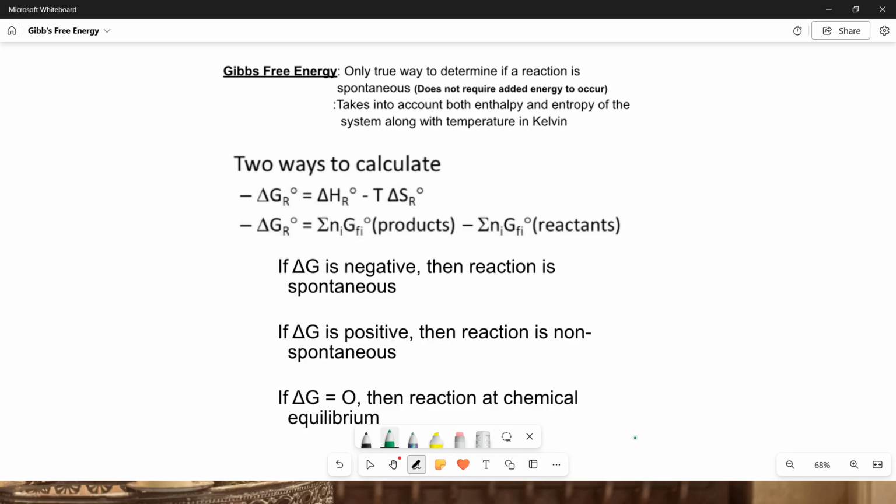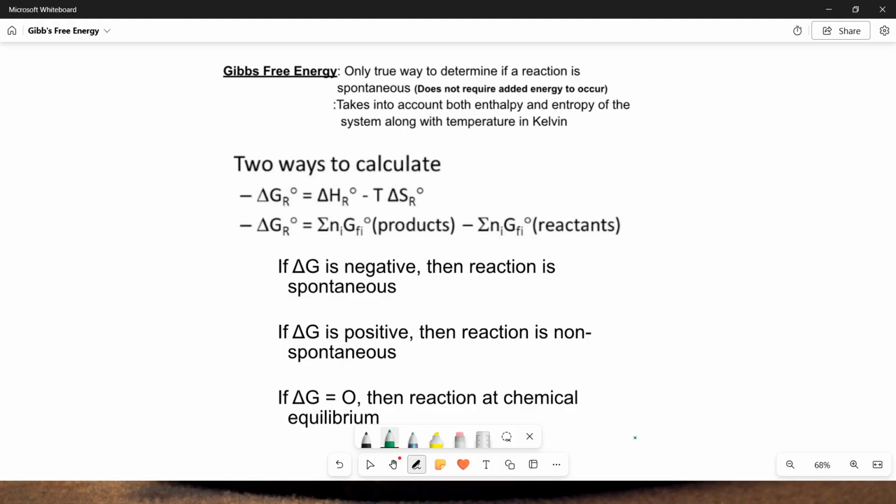This video is part of our thermodynamics unit, and I am going to talk about Gibbs free energy. Gibbs free energy takes into account the enthalpy, the change in heat, the entropy, the change in order, and the temperature of the reaction. Gibbs free energy is really the only way to determine if a chemical reaction for the conditions it's at will be spontaneous or not. There's two ways to calculate Gibbs free energy.